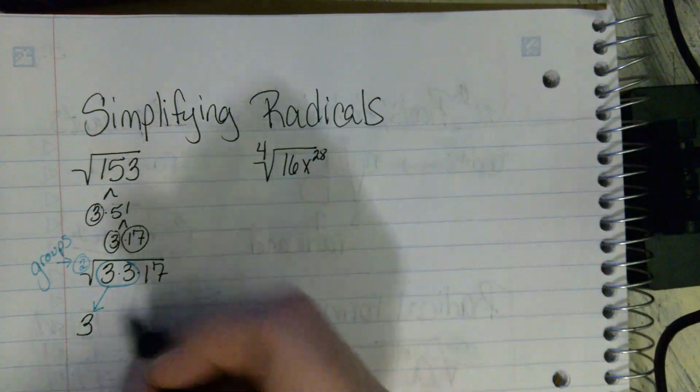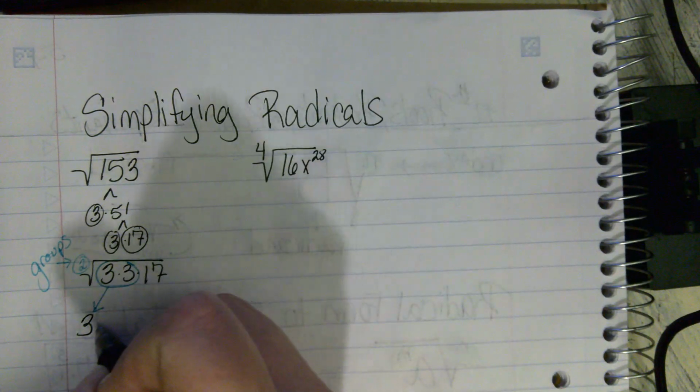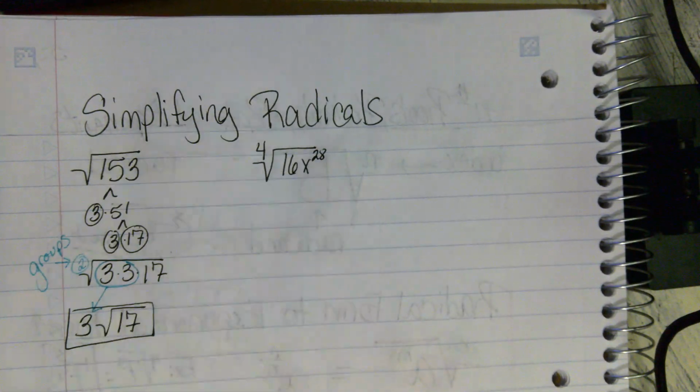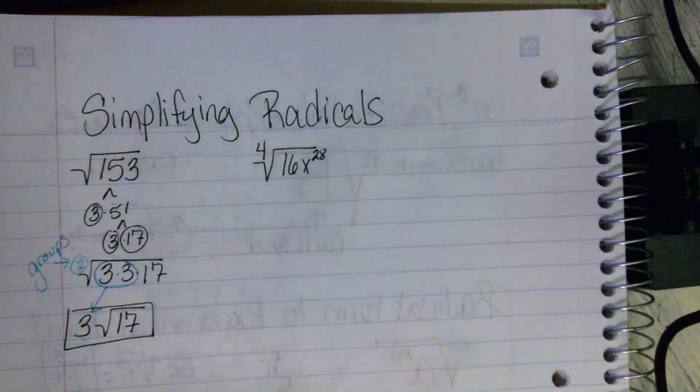17 is only written once. It is not repeated, so it stays under the radical. So the square root of 153 is 3 square root 17.